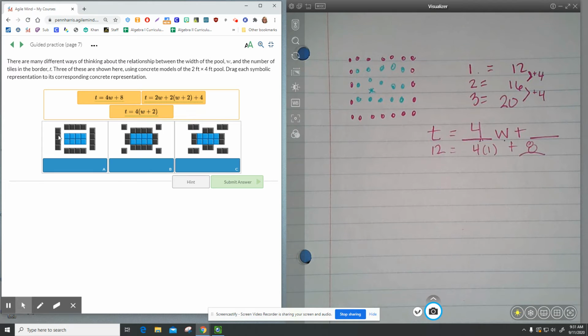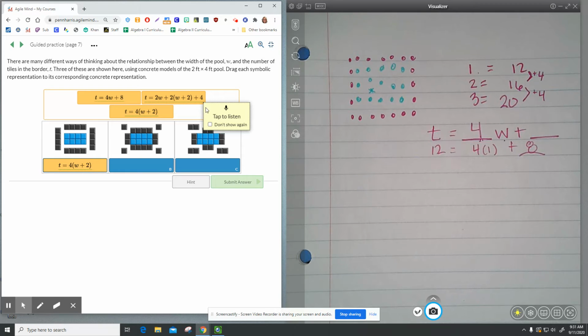Now with that, what am I multiplying? I am multiplying it by the width plus 2. So my width is 2 plus an additional 2 because there's 4 blocks total in the border on this side. So my width is 2 plus an additional 2 gives me the 4. 4 times 4. Oops, sorry. So that's where we're going to drag this one.